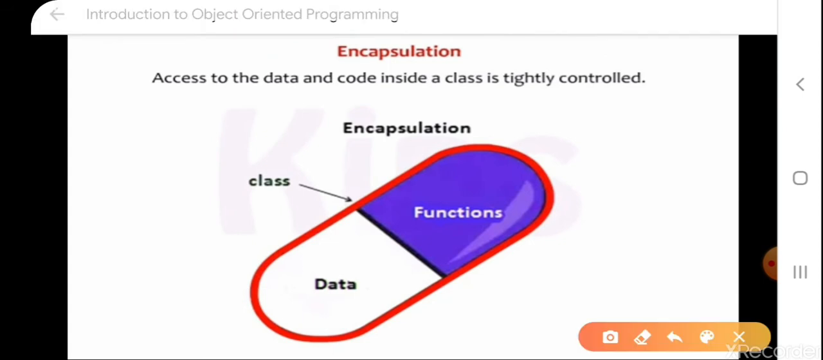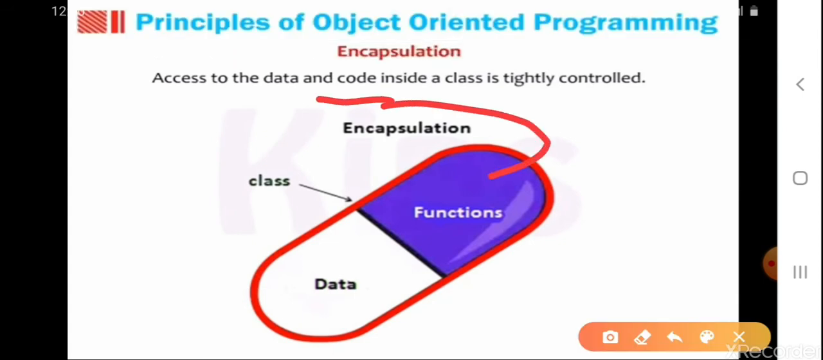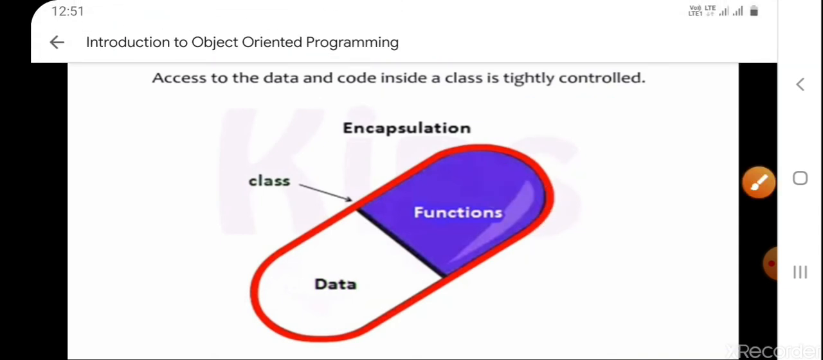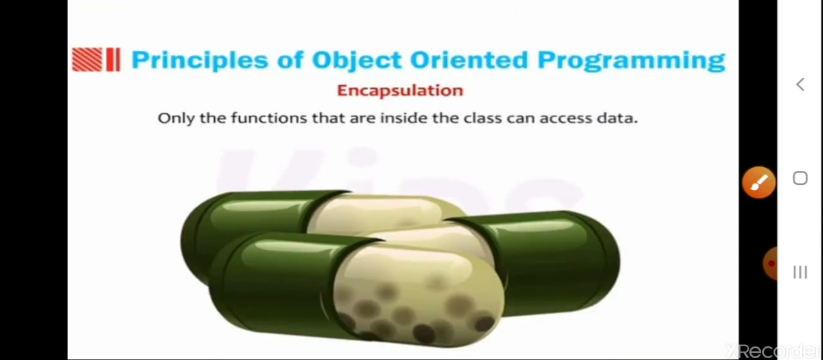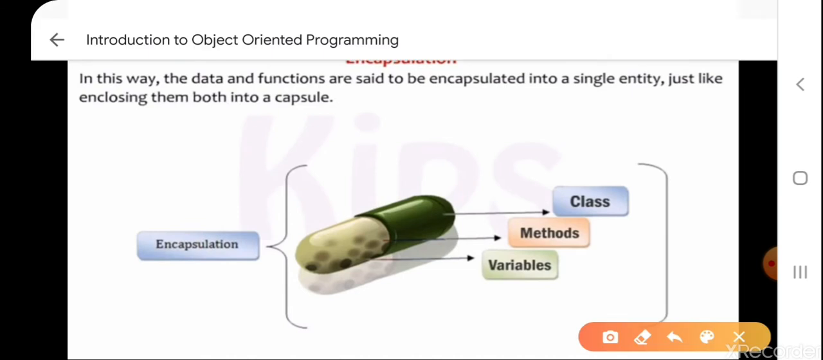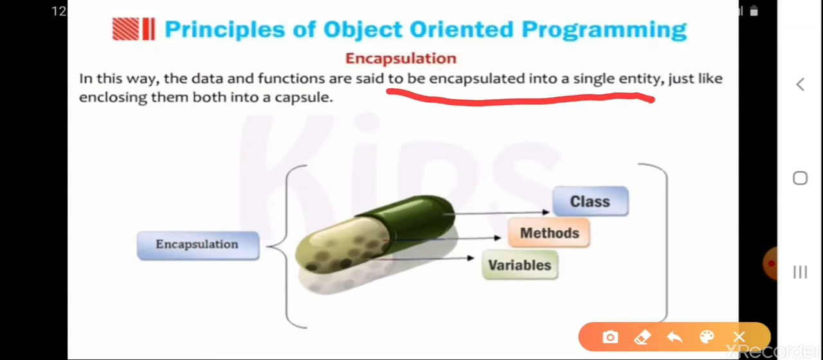The access to the data and the functions inside a class is tightly controlled. Only the legitimate functions can interact with this data. No unauthorized access is allowed. Only the functions that are inside the class can access the data. In this way, the data and functions are said to be encapsulated into a single entity, just like closing them both in a capsule. Okay?